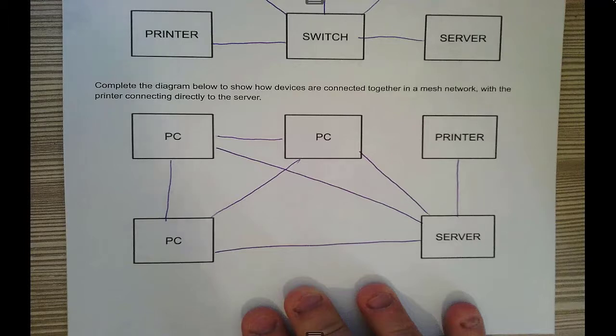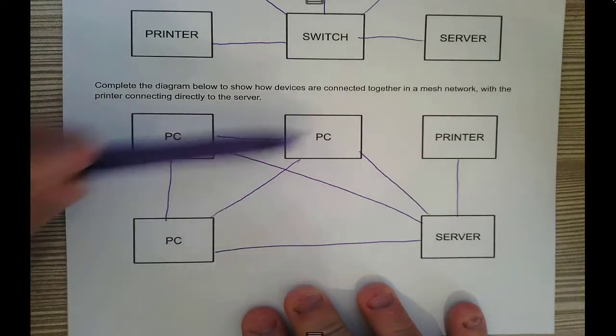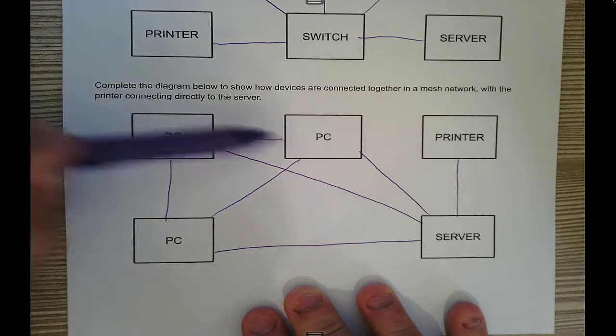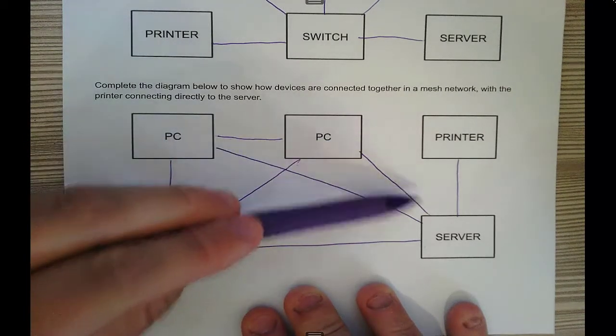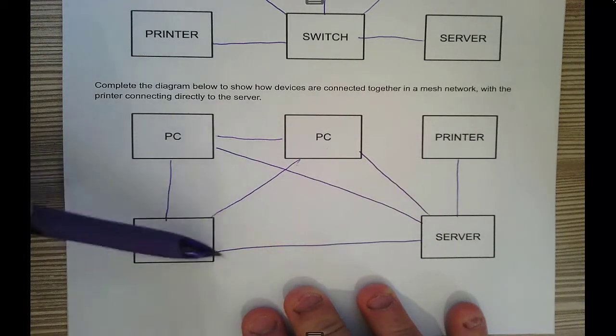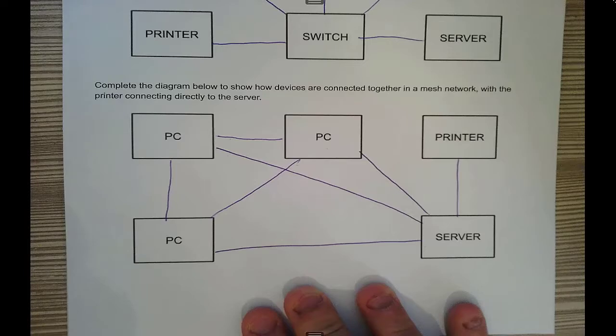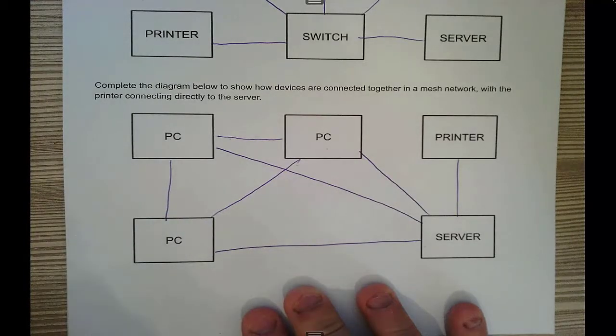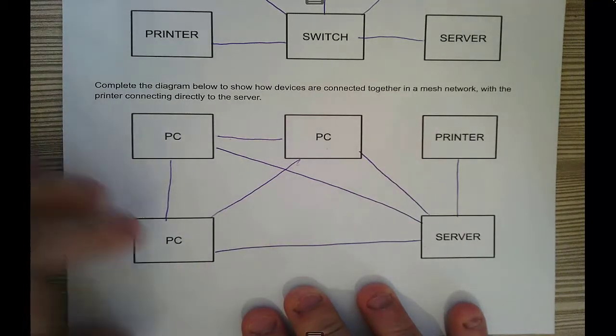And there I've got a mesh. Now the way to test this is if you've got 4 devices on that mesh, each device should have 3 lines going from it. 1, 2, 3, 1, 2, 3, 1, 2, 3. That's got a 4th one because it goes directly to the printer, and 1, 2, 3. So there we have a mesh network. Every device on that mesh has a connection to every other device, and it says the printer is connected directly to the server, so it's connected like so.